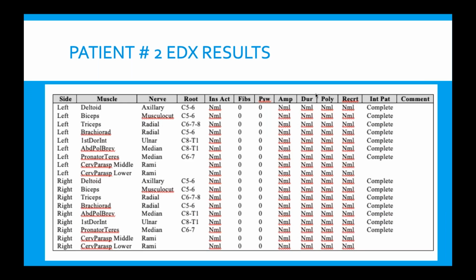So EMG, as you may have guessed, is the best way to evaluate for the presence of radiculopathy. And in this case, the EMG exam was extensive. A lot of muscles were tested for this patient, and basically all the muscles were normal. I did a little more of the C5-6 muscles than other areas, but again, all the muscles were normal, including the paraspinal muscles. So EMG was basically normal.